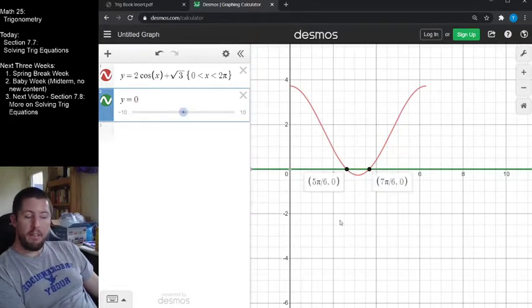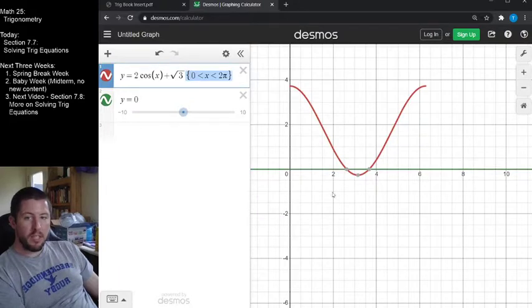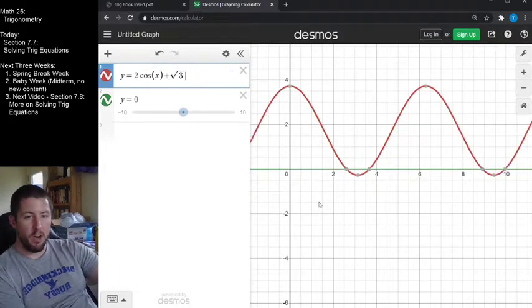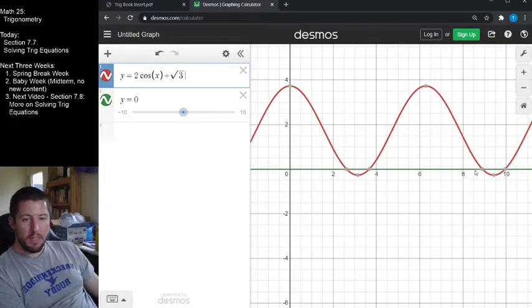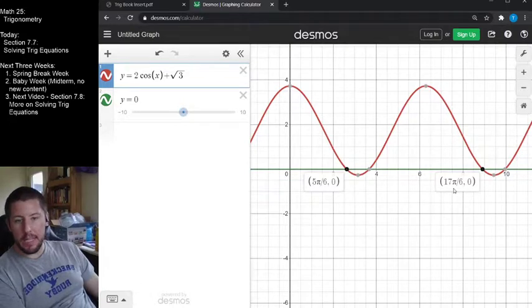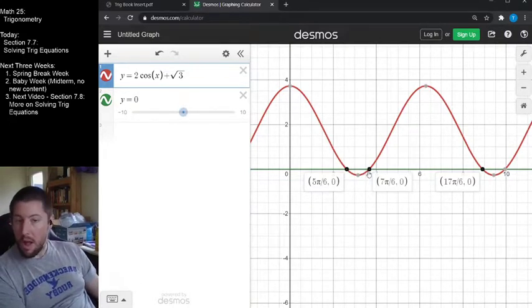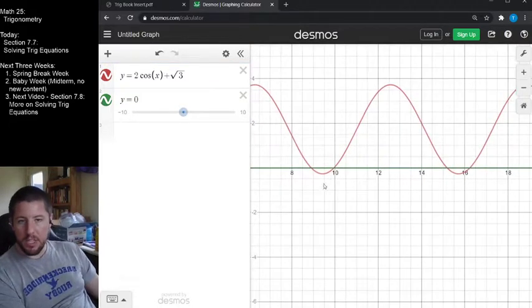They are located at 5 pi 6 and at 7 pi 6, just like we found. But in this problem, we weren't interested in the particular solution with that restricted domain. We were interested in all of them. So we could add 2 pi to 5 pi 6, and that will get us to 17 pi 6. That's 12 pi 6 that has been added to get us there. We could add 12 pi 6, or 2 pi, to 7 pi 6 to get to 19 pi 6, and we just keep on doing that.